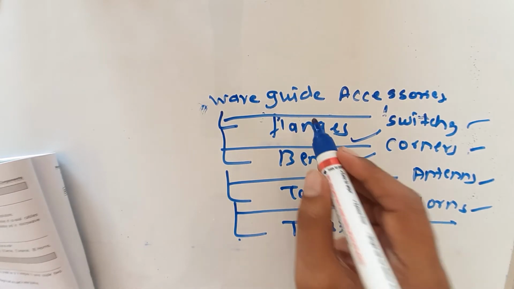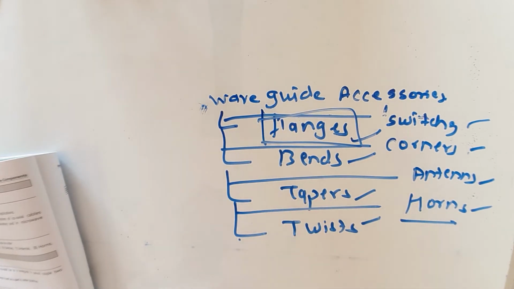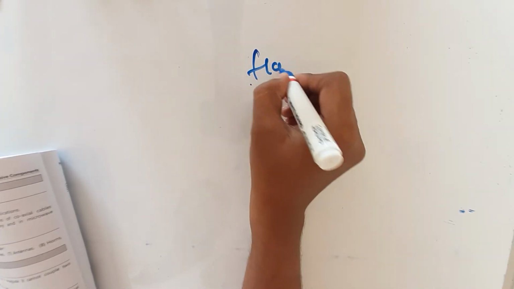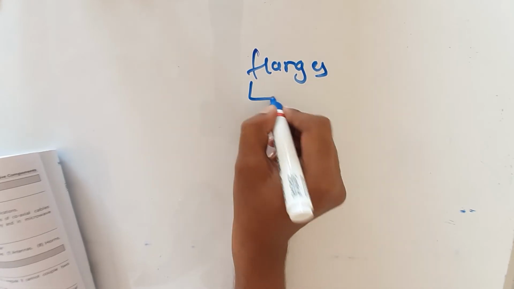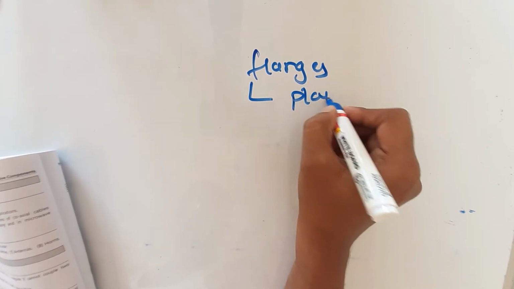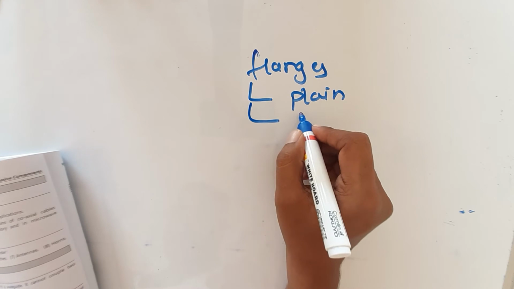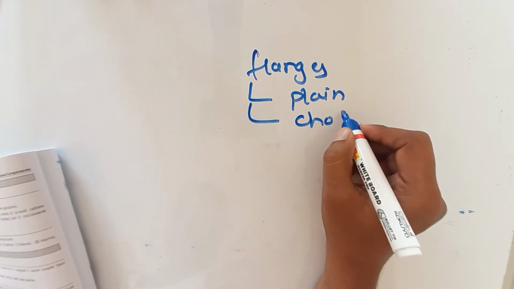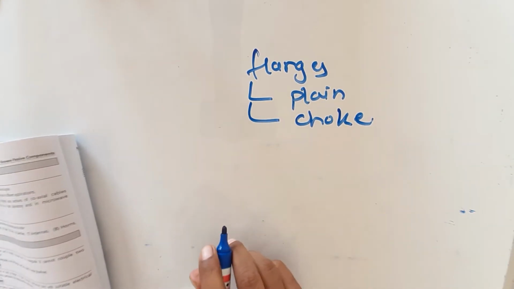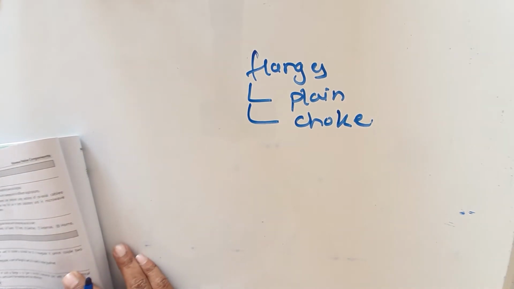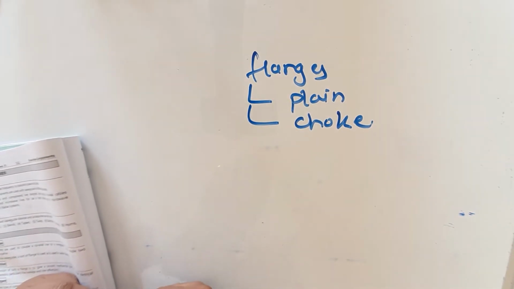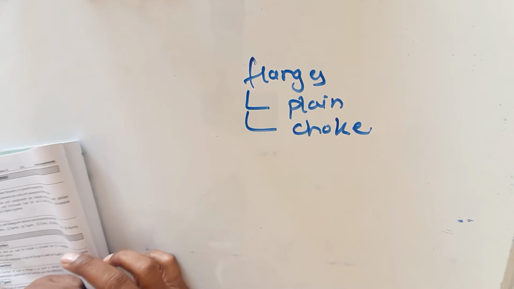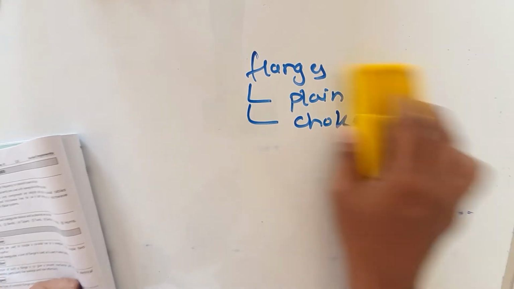So first we will go for the flanges. What are flanges? Why do we have to use flanges as a waveguide accessory? In flanges there are two types: one is the plain flange and another is the choke flange. We'll see them one by one. Flanges are basically used to connect or join two waveguides. They are not used to couple the waveguides.